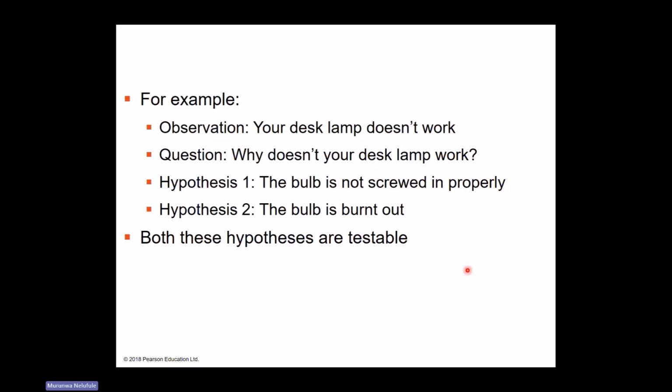Is that a hypothesis? Is that testable? No, it's not. It's superstition. We don't have to delve into people's beliefs and what you believe in. It has to be factual. It has to be testable.